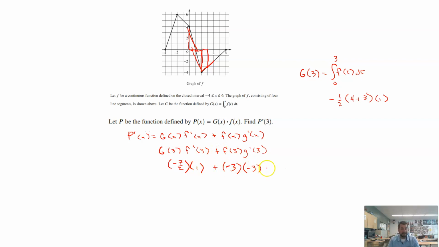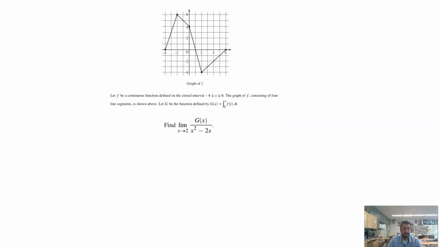Now, if you want to figure out what that is when you add all those together, you could leave your answer just like this, but if you want to find out what the answer is, you'd have to get a common denominator, and it turns out that the correct answer there is 11/2. Not that you need to simplify.